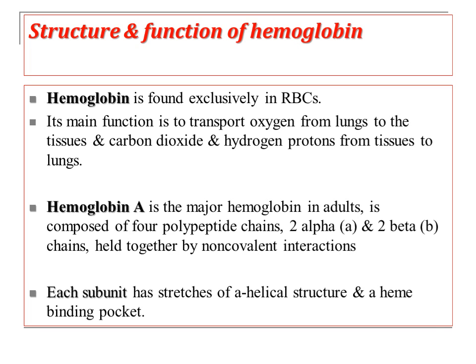So hemoglobin is found exclusively in red blood cells, and its main role is to transport oxygen from the lungs to the tissues, and carbon dioxide and hydrogen protons from the tissues to the lungs. So hemoglobin A is the major hemoglobin in the adult, and is composed of 4 polypeptide chains, which are 2 alpha and 2 beta, held together by non-covalent interactions, and each subunit has a helical structure and an iron-binding pocket as shown in the diagram previously.